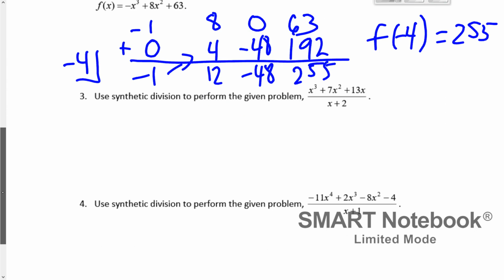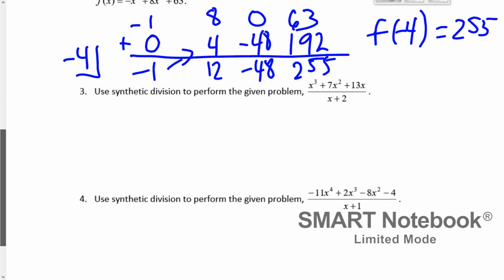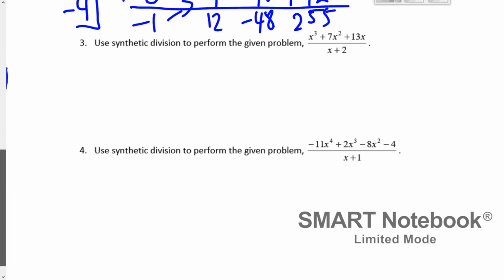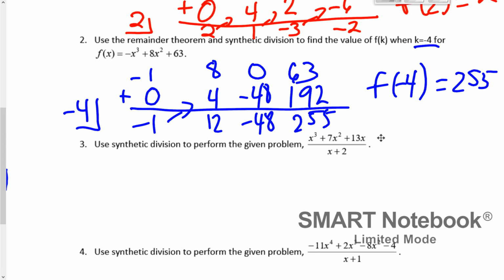Okay, kind of the same thing as you're doing for number 3. For number 3, you're asked to use synthetic division to actually divide this: x cubed plus 7x squared plus 13x, divided by x plus 2. So that means I need to solve for x here. So x plus 2, set that equal to 0, so x is negative 2. So that's what's going to go in the box, negative 2.